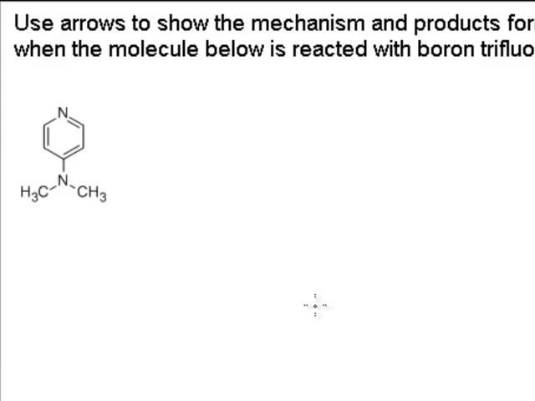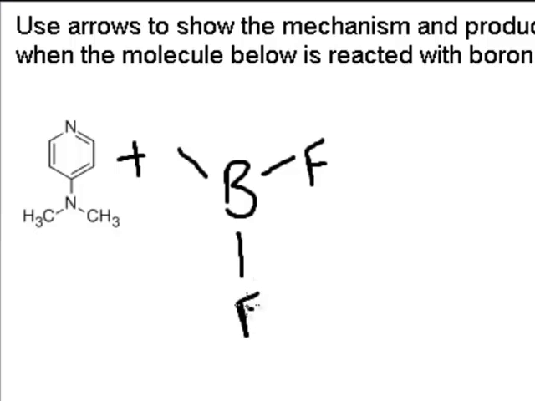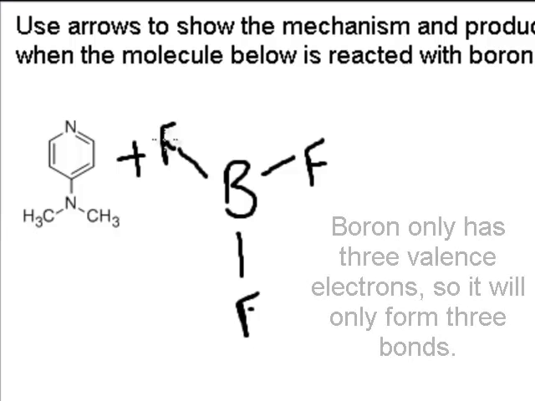So in this specific question, the molecule on the screen is reacted with boron trifluoride. Boron trifluoride is a boron atom covalently bound to 3 fluorine atoms. If you look at the periodic table, you'll notice that boron has 3 valence electrons. So those 3 valence electrons can share another valence electron from fluorine to create the covalent bonds that you see there.